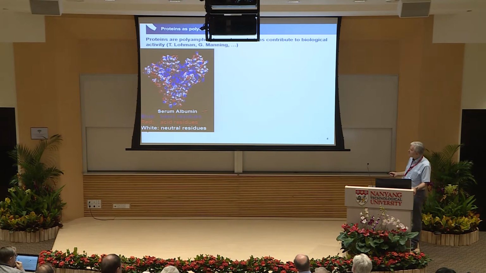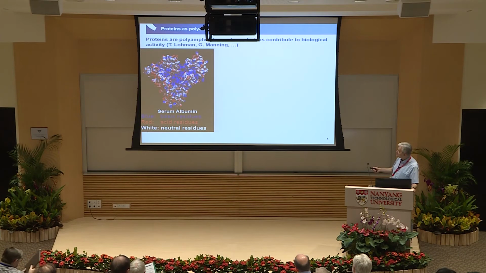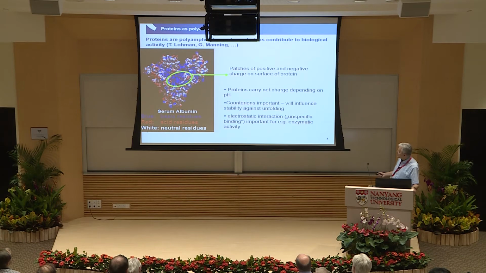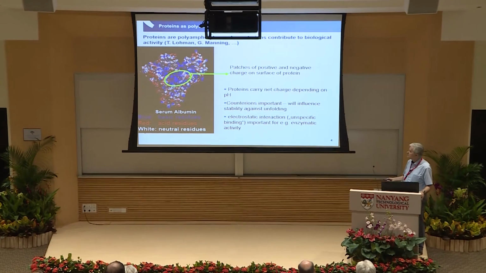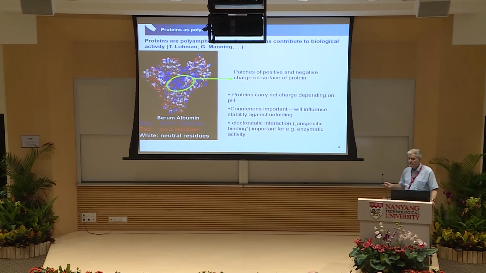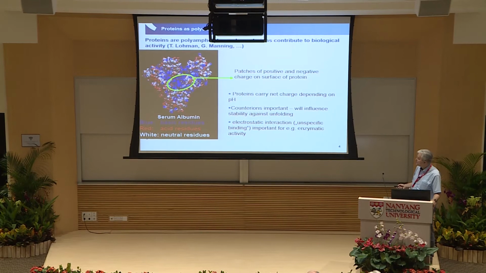So this is, of course, well known. Proteins are polyampholytes. They have a surface distribution of charge which is not even. So you have, for instance, this blue patch of positive charge. And of course, this is a very classical thing. I should name people like Gerald Manning, Timothy Lohman. So you have a net charge, of course. The counter ions are very important. And very often the biochemists talk about unspecific interaction, which is not quite correct. These electrostatic interactions can be very specific, and I think this is a very important point.